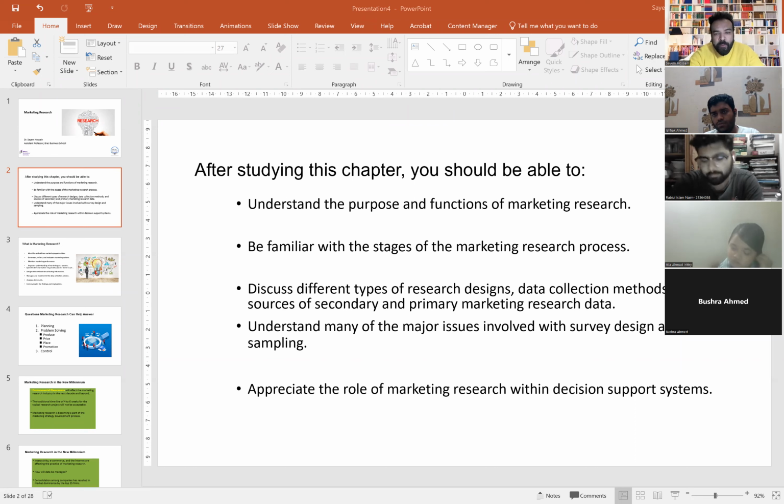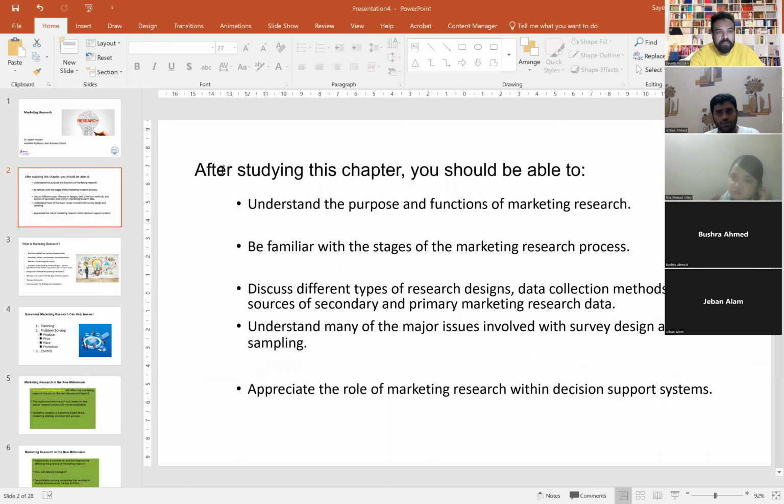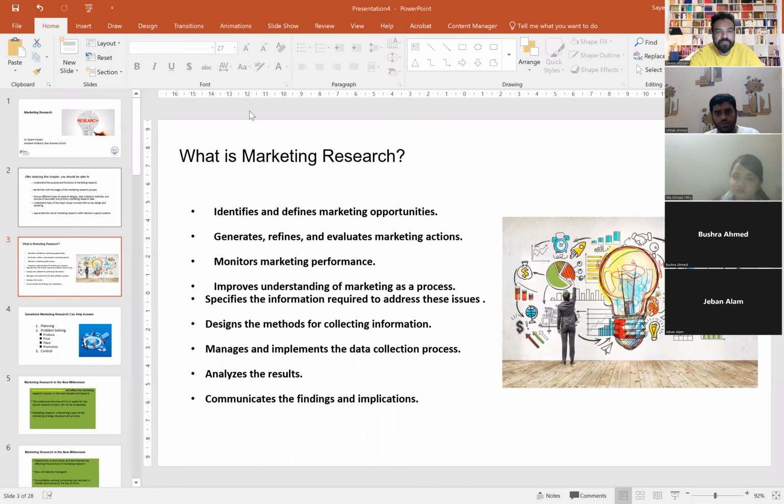So we first will start our understanding by knowing what is marketing research. What is marketing research? There are lots of ways that we can look into marketing research, but these are some in bullet points. As you can see, these are only some points through which we can understand. So marketing research identifies and defines marketing opportunities.